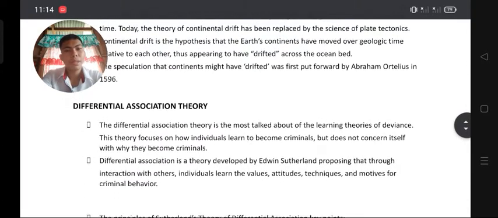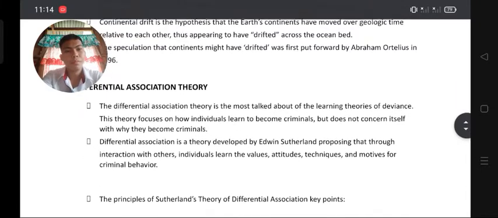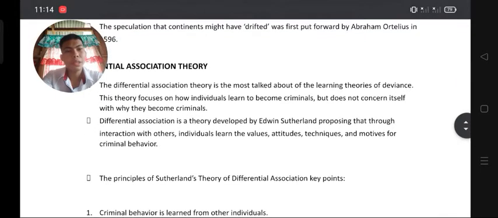The next is differential association theory. The differential association theory is the most talked about of the learning theories of deviance. This theory focuses on how individuals learn to become criminal, but does not concern itself with why they become criminals. Differential association is a theory developed by Edwin Sutherland, proposing that through interaction with others, individuals learn the values, attitudes, techniques, and motives for criminal behavior.